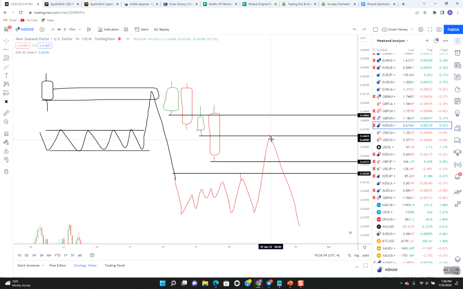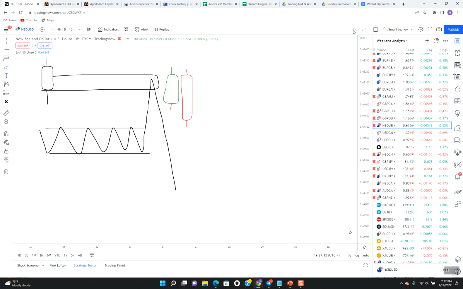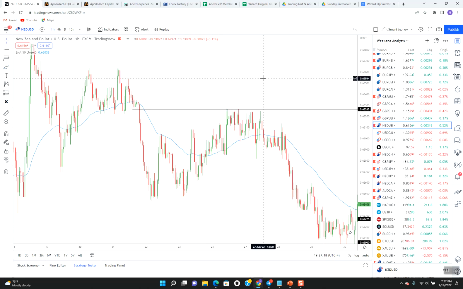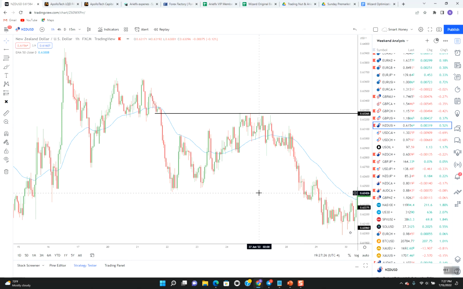All right, so now that we know what an imbalance is, why it forms, and how it gets filled, how can we take advantage of an imbalance in everyday trading? All right, so I'm going to get rid of all these drawings and we're going to go into a few examples here. Now, there are two ways in which we can trade imbalances. There is something that I like to call the full fill and then the mean threshold fill. I'm going to go over both in this video, but I'm going to first talk about the full fill.